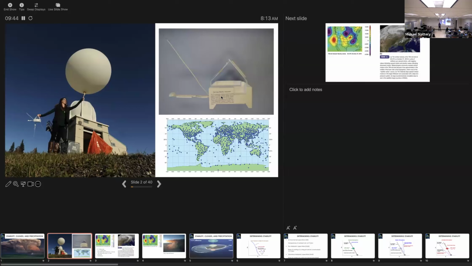That data comes back to the National Weather Service. It's all processed and it produces what is known as a sounding. Okay, and a sounding is a vertical profile of what's going on in the atmosphere. And I'll show you what a sounding is.